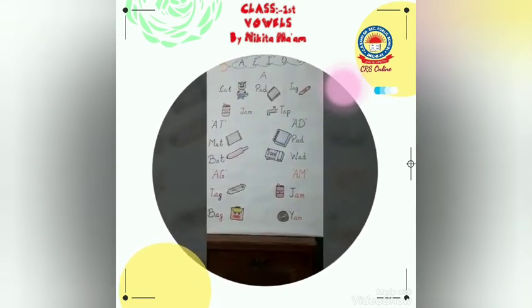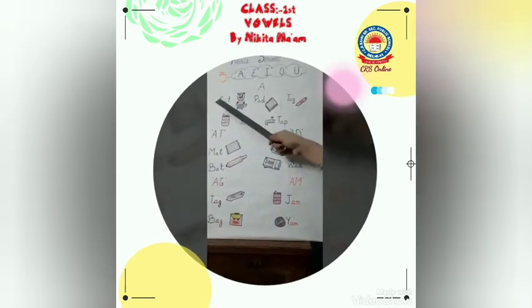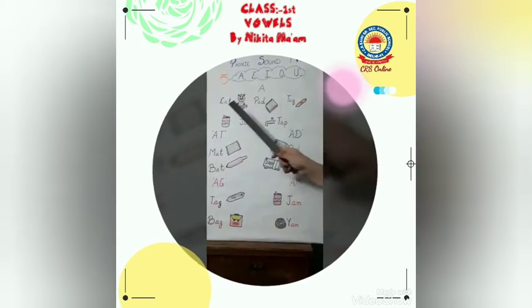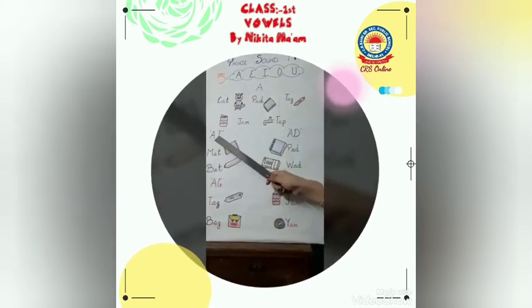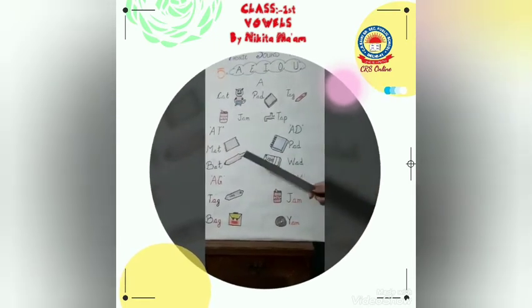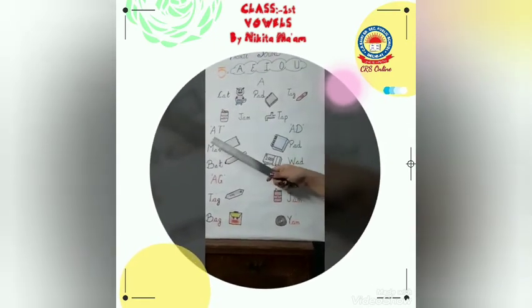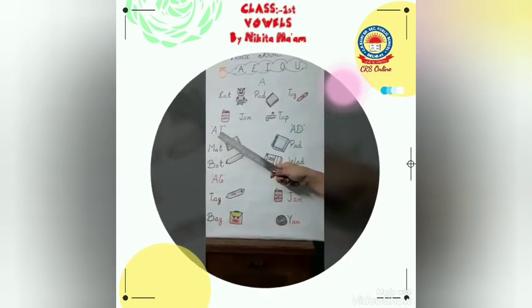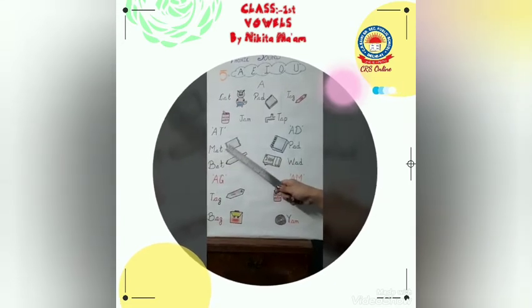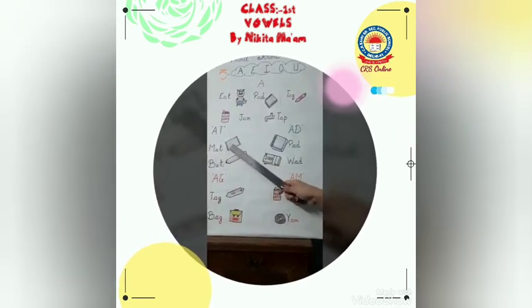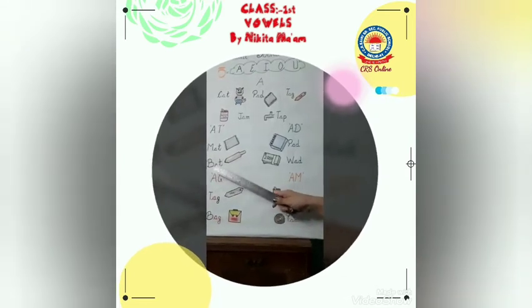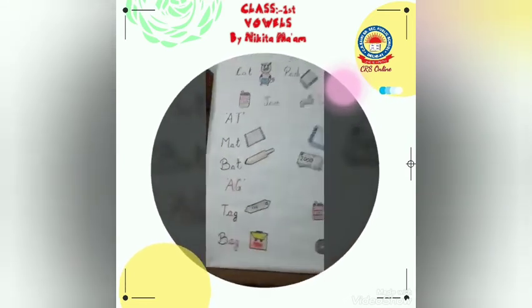As we have studied the first word C A T, cat, the sound comes as at. A T, at. The words in which the sound produced is at are M A T, mat, and B A T, bat.